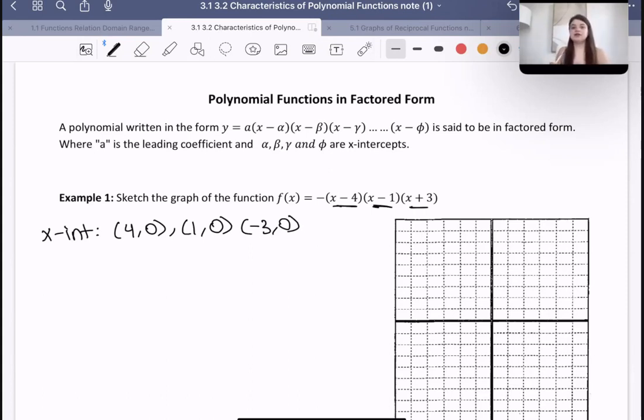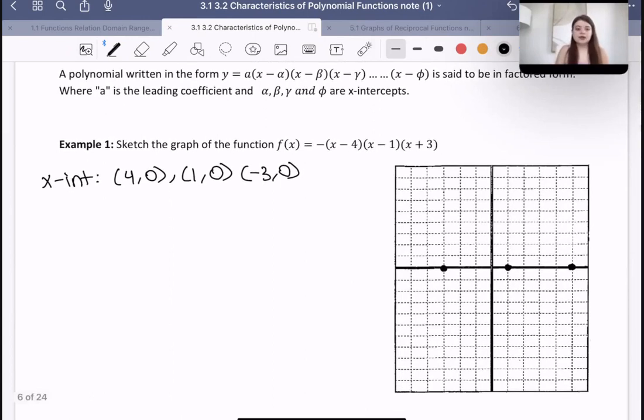So this is very much the same as what we would do for quadratics. So now I'm going to draw those points. Let's draw them. We have (4, 0), (1, 0), and (negative 3, 0), like that.